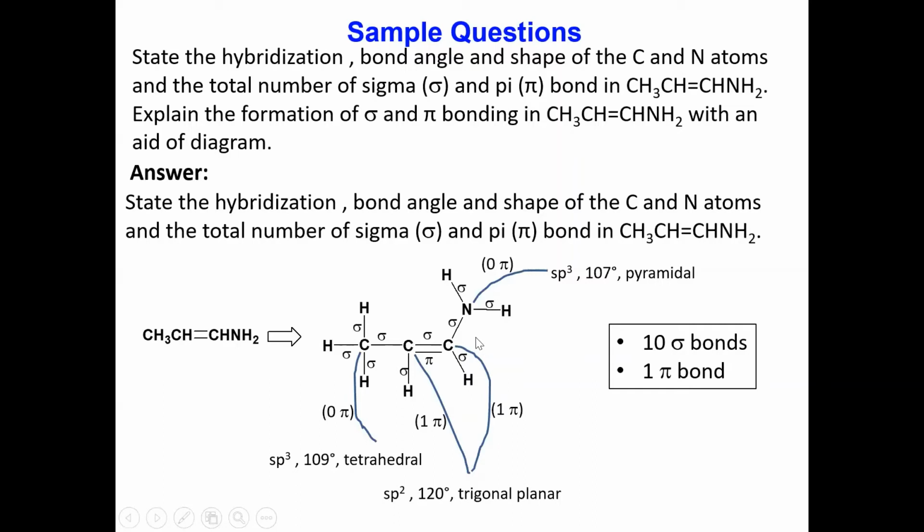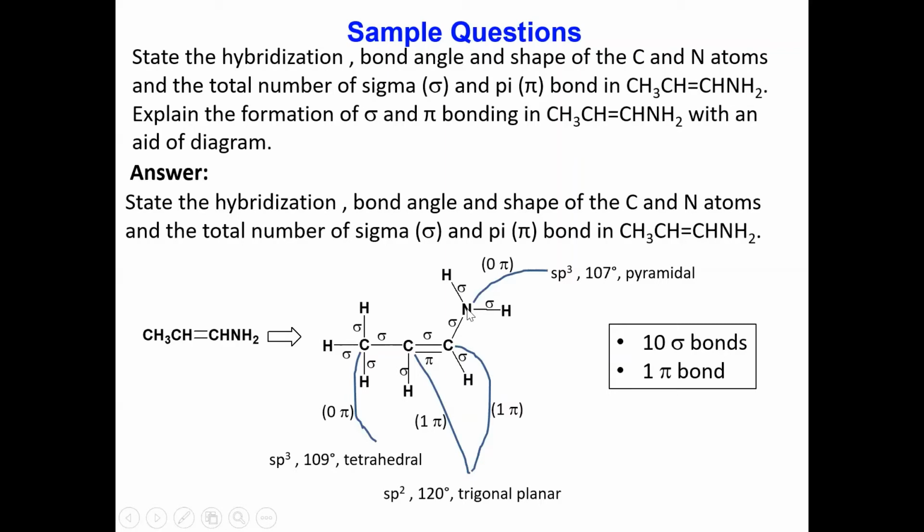And this, the other carbon, is the same: there's a double bond and 2 single bonds. So it's sp2 hybridization. The shape is trigonal planar and the angle is 120. And next we have a nitrogen over here.